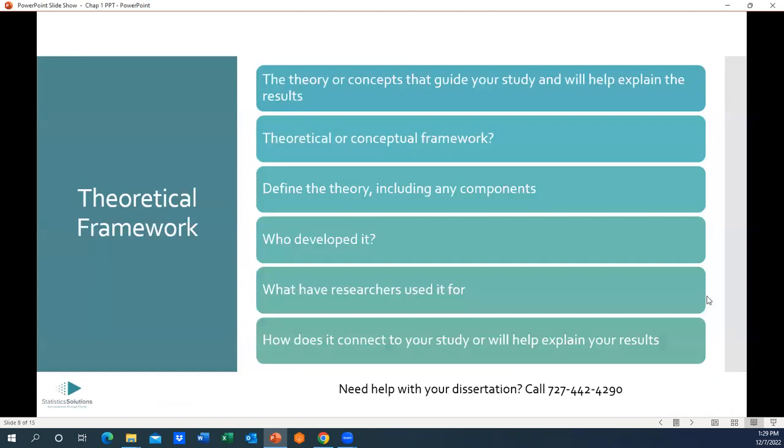But as far as the moves you're going to make in the section, they're similar for the conceptual framework. You do the same thing. Bring in the concept, make sure it's relevant, make sure it's supported with sources, define it, talk a little bit about how it connects to what you're doing. And this is a real good section to look at approved dissertations as examples.